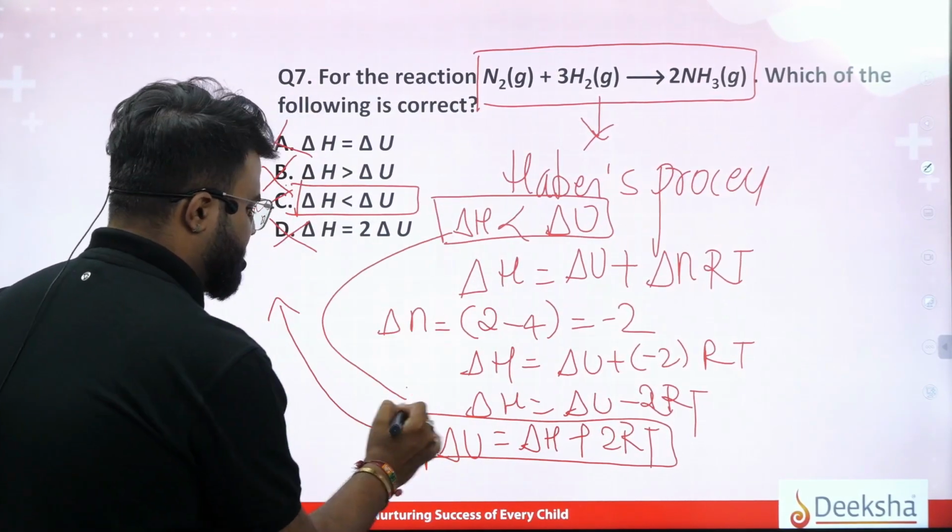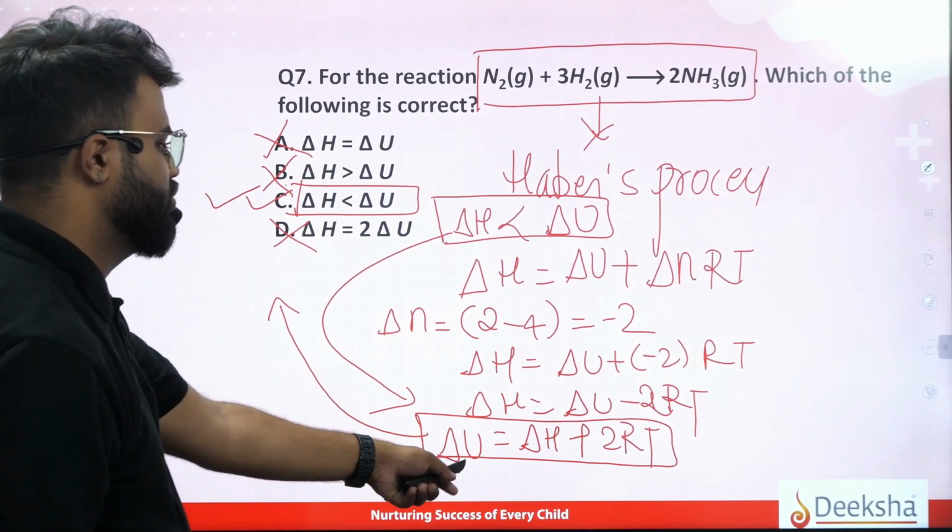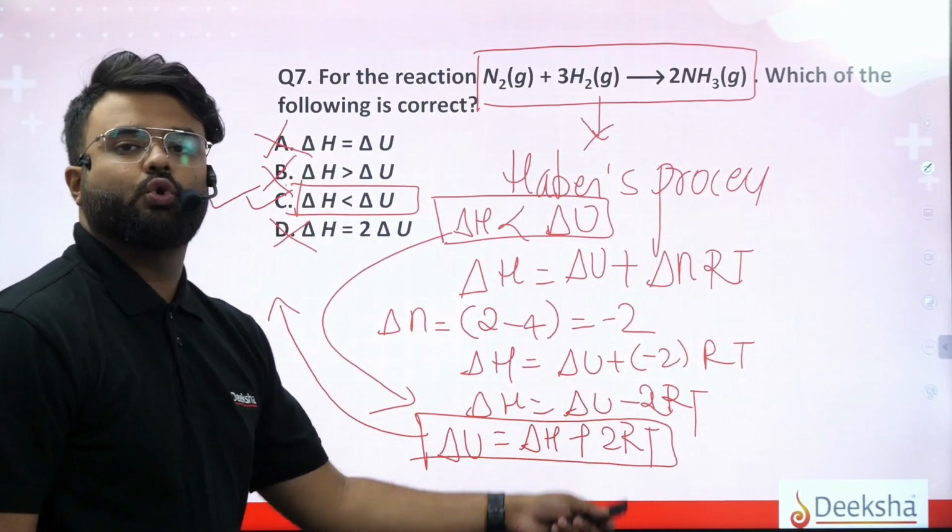Whereas this equation can give you a very simple answer. That is delta U is equal to delta H plus 2 RT.